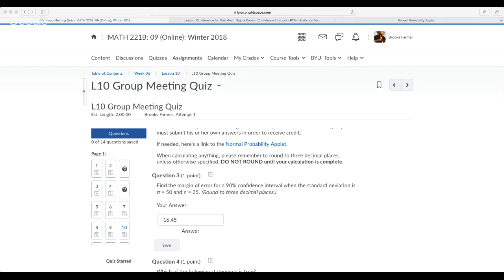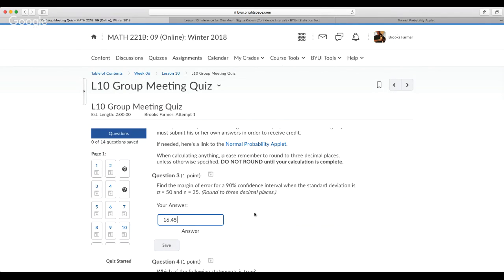What did you guys get? 16.45. That what you got, Davis? Mm-hmm. I got 3.29. Oh, we have to do both. You do 50 and then you do 25, right? No. Say it again. 16.445? Yeah. Rounded. Rounded it to 3 decimal places? Well, I just got 2 decimals.